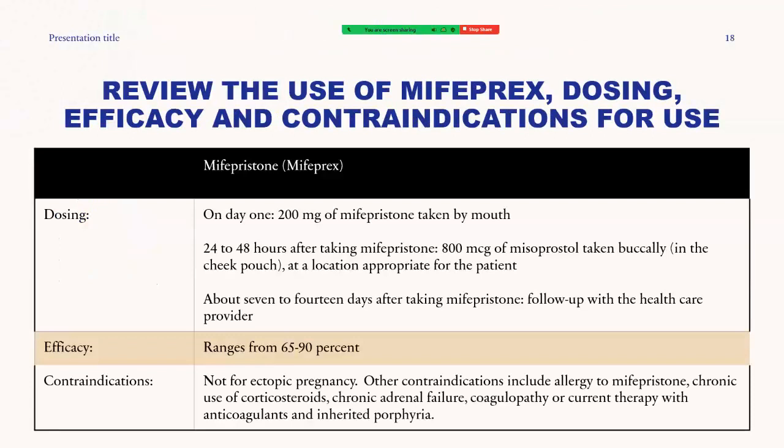All right, reviewing the use of mifepristone, dosing, efficacy, and contraindications for use. So, mifepristone is an antiprogesterone, and it blocks the action of progesterone, which is necessary for maintenance of pregnancy. So to put it simply, this agent will cause the uterine lining to shed, therefore terminating the pregnancy. I do not require you to memorize the dosing. However, it's important to look over this information.